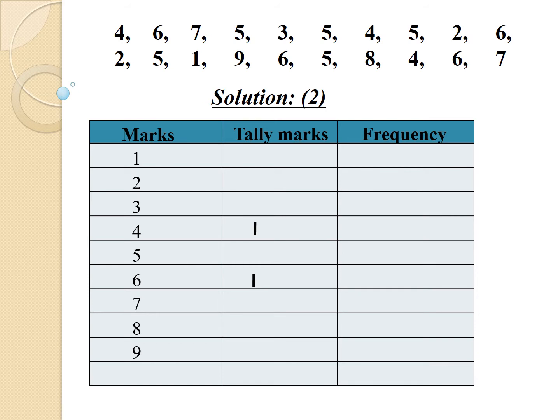Then 7 is given. So, in front of 7, we have to draw a tally mark. Then 5 is given. So, in front of 5, in the second column, we have to draw a tally mark. Then 3 is given. So, in front of 3, in the second column, we have to draw a tally mark. Then 5 is given again. So, in front of 5, again, we have to draw a tally mark. Students, likewise, we have to complete the second column by drawing a tally mark in front of the marks given.